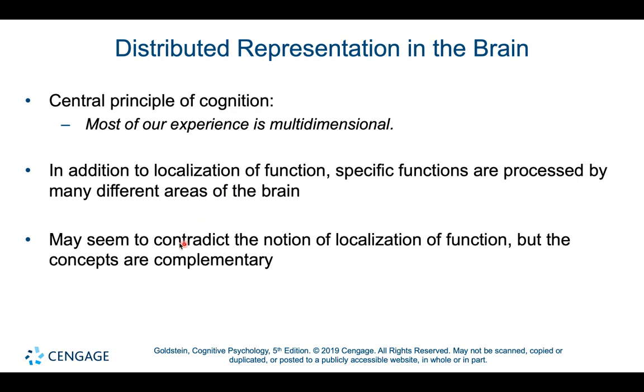So the notions of localization and distribution are actually not contradictory. We think of them as being complementary. Right? They work together to produce your experience. One of them does not dominate the other, and they are both critical to your normal functioning in the world.